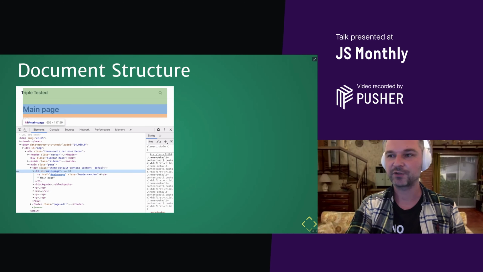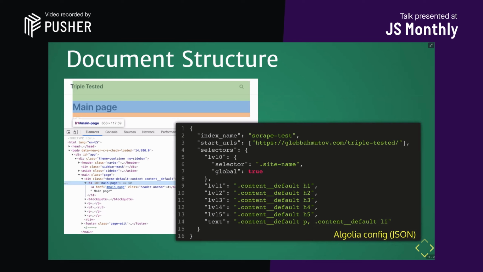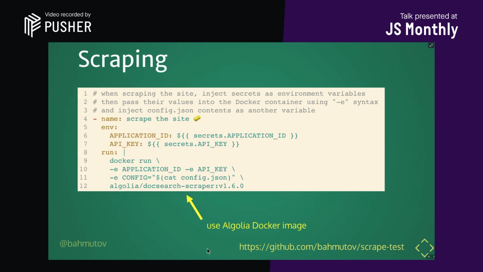So once you know the structure of your documentation, you create a JSON file. That's the Algolia config file, where you have different levels, lvl0, lvl1, from most important to least important. So when you search for something and it matches level 0, that's the most important page result it will return. If it's just somewhere in the text of my document, that will be the text level, which is the lowest level. Okay, so you create this, and then to actually scrape it, you just run a Docker image that Algolia provides. You put in your application ID and API keys, and you say, go.